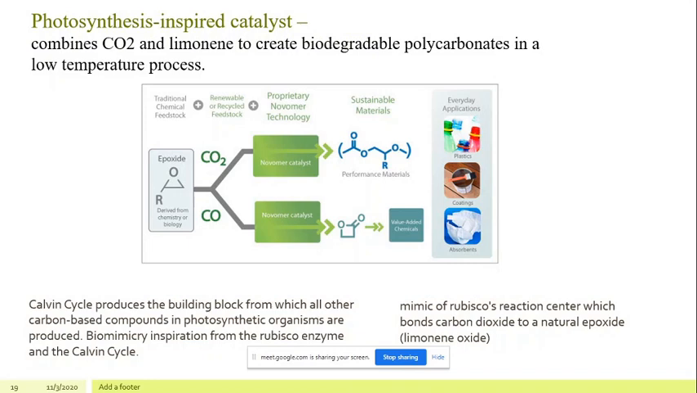Next is photosynthesis inspired catalyst for polycarbonate polymers. In photosynthesis, there are two reactions. One is light dependent and the other happens in the dark. The reaction which happens in the dark is happening at the stroma.